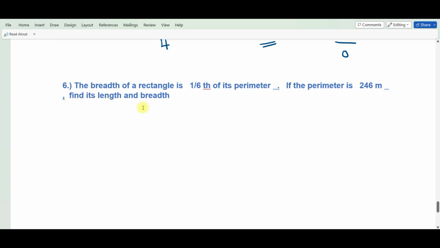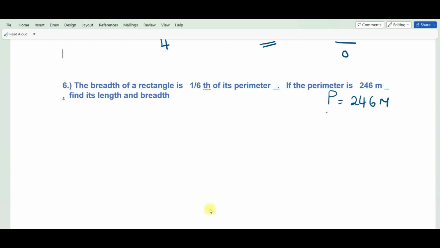Here they have only given you what is the perimeter. You need to find the length and the breadth, but they have given you a hint as to what is the breadth of a rectangle. Now let us write what is being given first. So you have the perimeter given, that is 246 meters, right? So it is 246 meters.